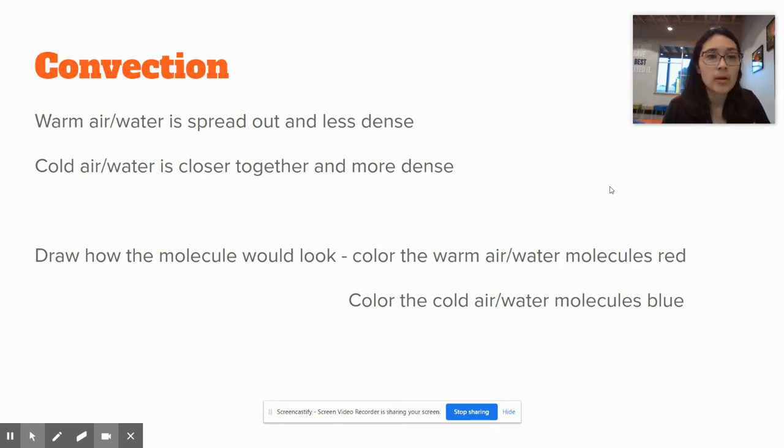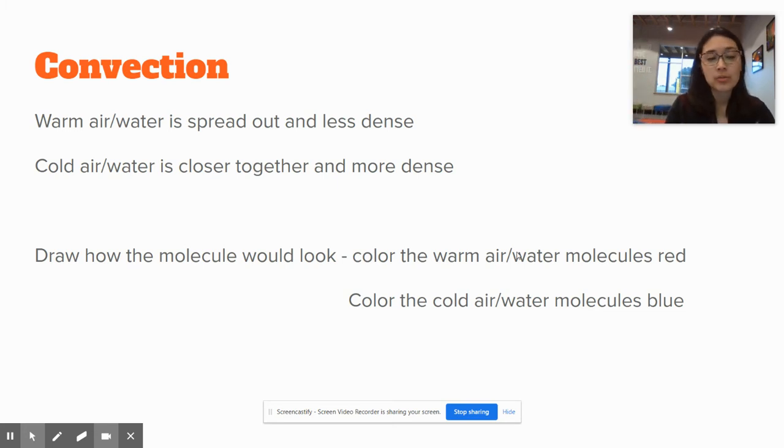Okay. Warm air and water is spread out and less dense, which means the molecules that make up the air and water are separated more. They're not close together, so they're less dense, they're less heavy. And so cold air and water is closer together and more dense, so that's why it sinks. They're closer together and heavier, so they sink. Whereas with warm water and air, the molecules are further apart, so that means the air is lighter, so it's going to rise.